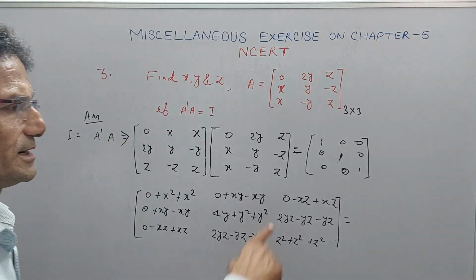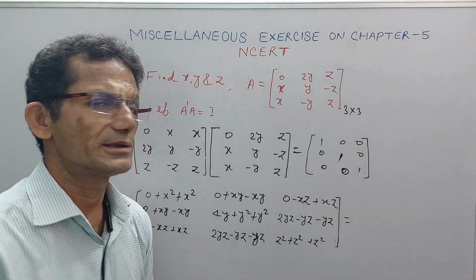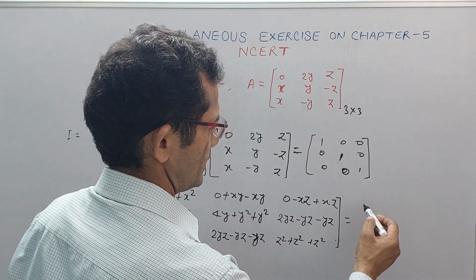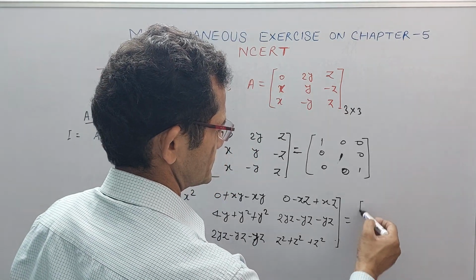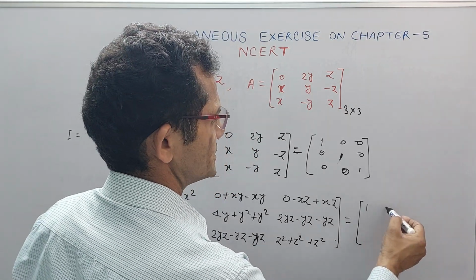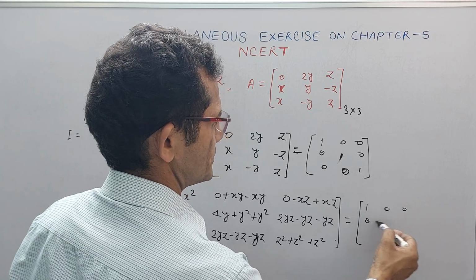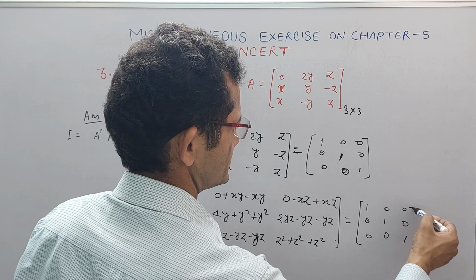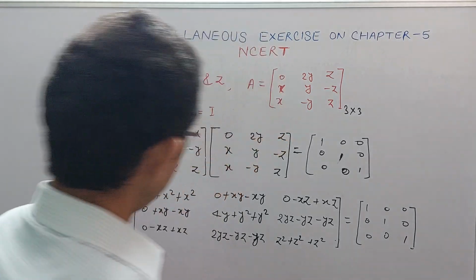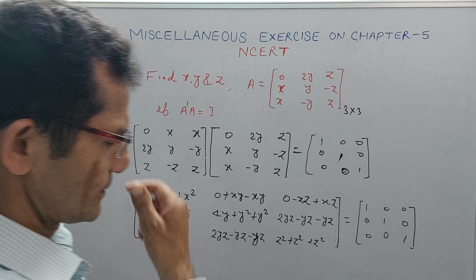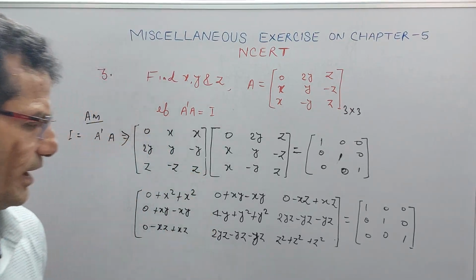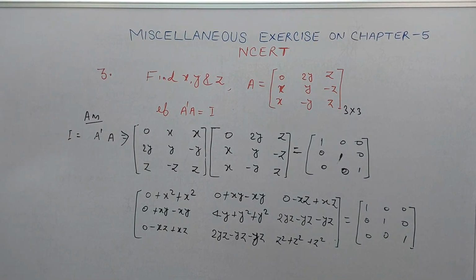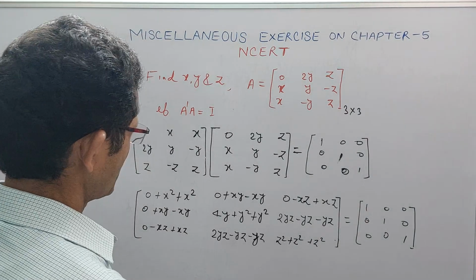So we have multiplied the left hand side, and our right hand side is this one. So this is an identity matrix, and its entries are 0 and 1. So 1, 0, 0, 0, 1, 0, 0, 0, 1. These are the entries of the identity matrix. Now both are of the same order, and both are equal.